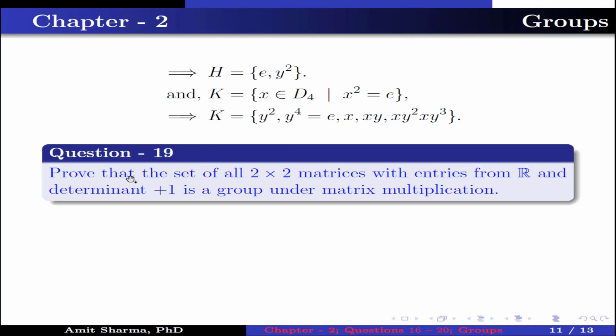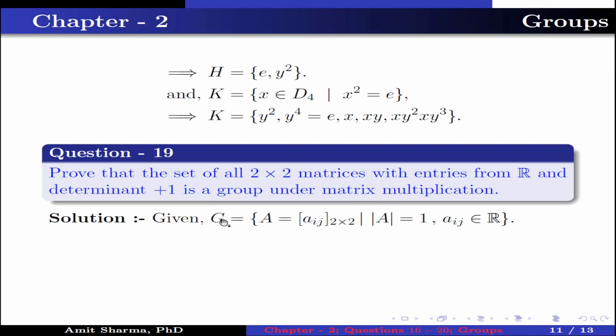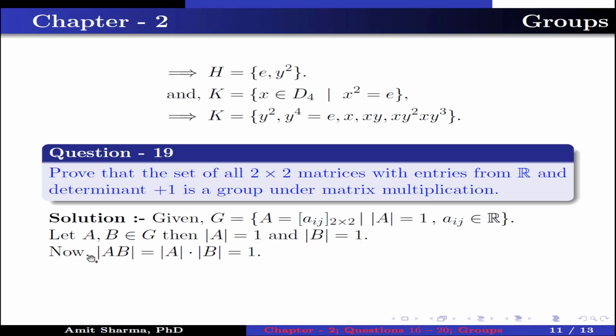Question number 9. Prove that the set of all 2 cross 2 matrices with entries from R and determinant +1 is a group under matrix multiplication. Given G containing the elements A, which is a_ij, a 2 cross 2 matrix, such that determinant of A is 1 and a_ij belongs to R. Let A, B belong to G. This implies determinant of A is 1 and determinant of B is 1. Now, determinant of AB is equal to determinant of A into determinant of B, which is equal to 1. Since A and B are arbitrary elements, this implies AB belongs to G for all A, B belongs to G.